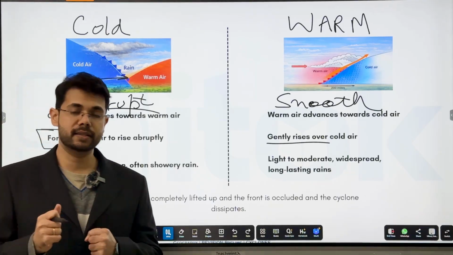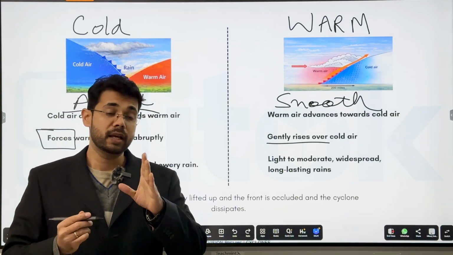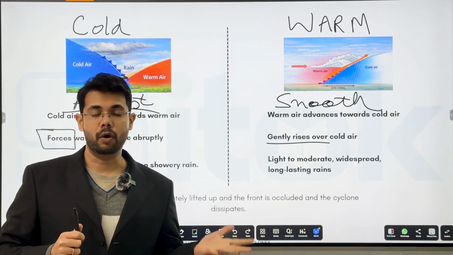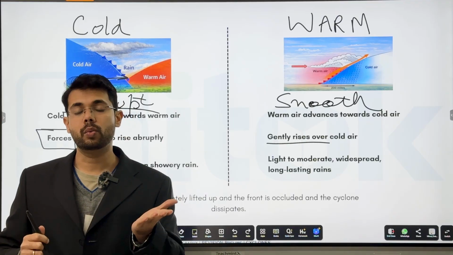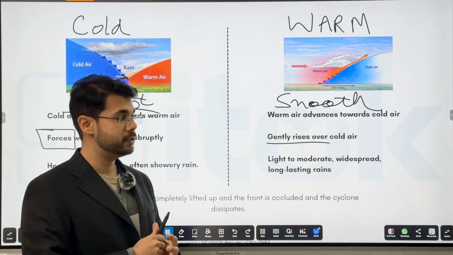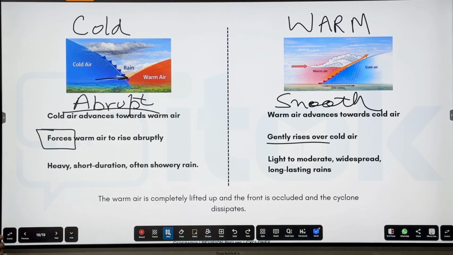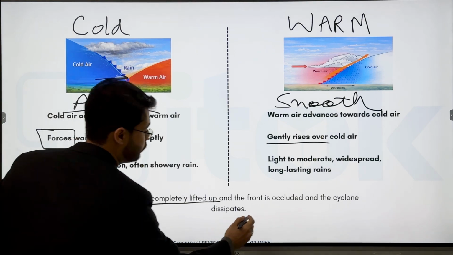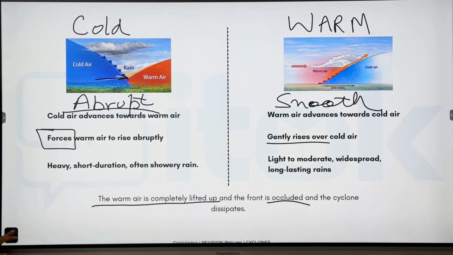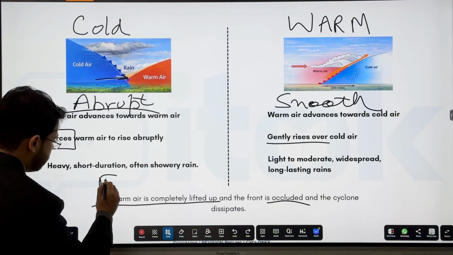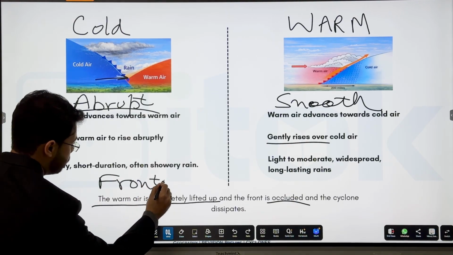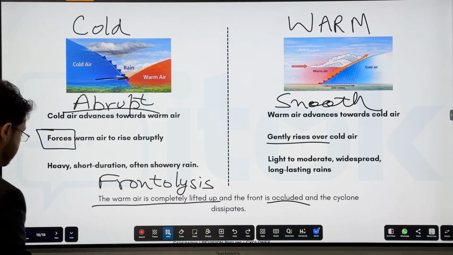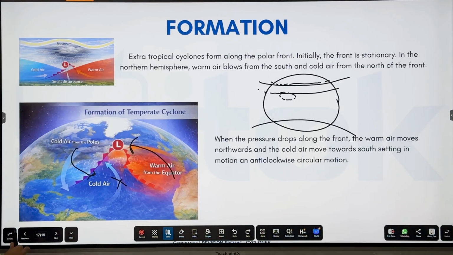Finally, what happens as the entire anti-clockwise direction comes and a circle is being formed, then the warm front completely gets over the cold front. Once that happens, warm air is completely lifted up the front, and this is called the occluded front, and the storm dissipates. This process of dissipation of the front is called frontolysis.